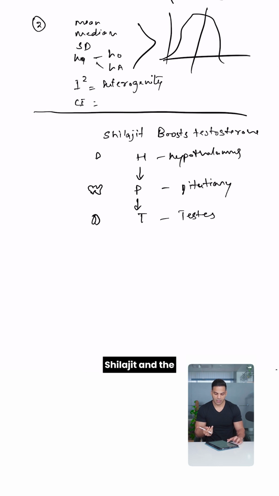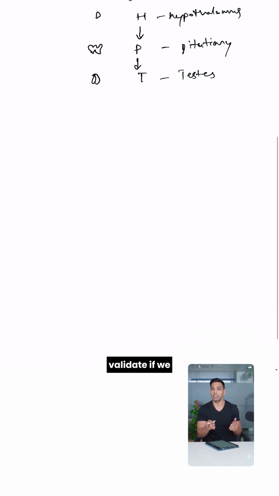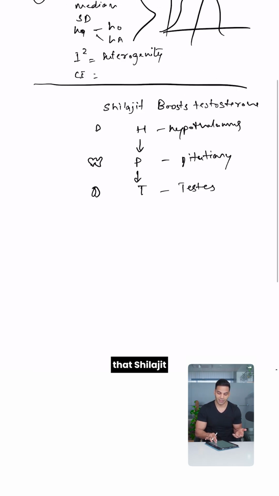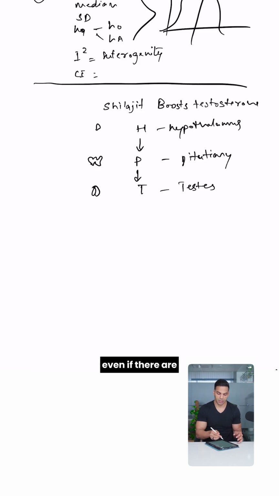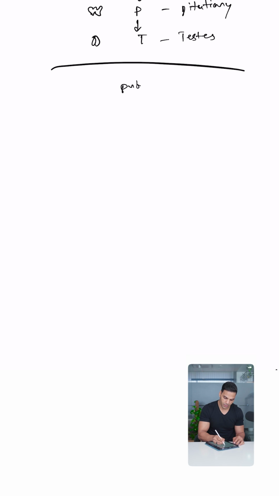Now the problem with shilajit and the claims is that they say, hey, you don't need to know the mechanisms behind why shilajit works as long as it works. So fair enough, we don't know how it works. Let's assume it has some magical properties and it works. So let's try and validate. Let's see if we do have statistical evidence to prove that shilajit actually works, even if there are no understandable mechanisms of its action. So the first thing I'm going to do is go to PubMed. Let's do that right away.